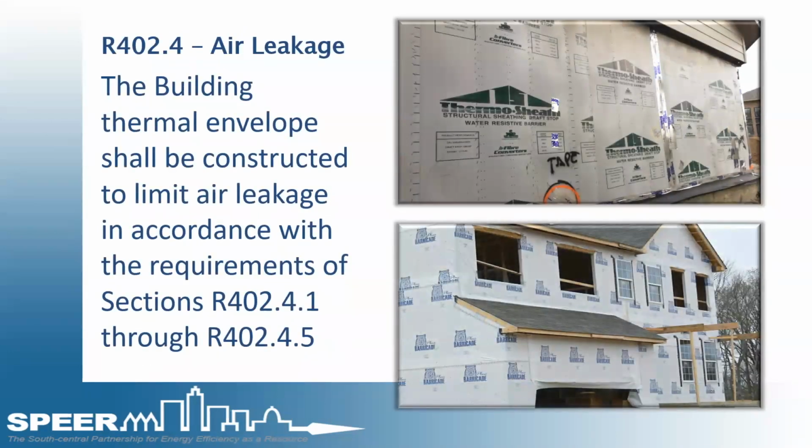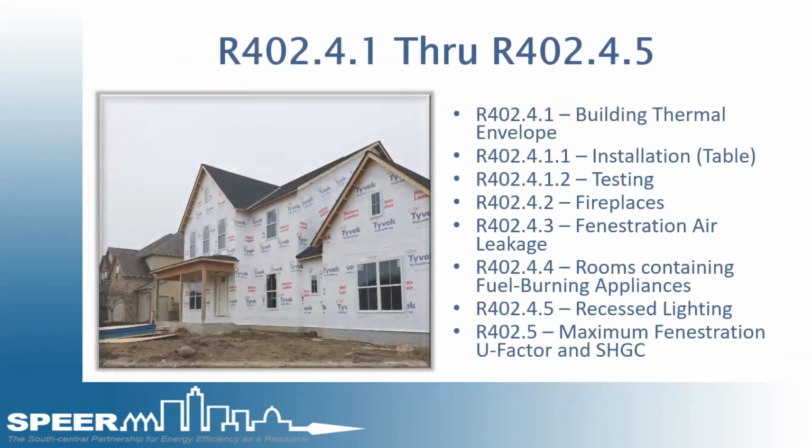So just a little bit on the code side of that. Air leakage in the code is defined: the building thermal envelope shall be constructed to limit air leakage in accordance with the requirements of sections R402.4.1 through R402.4.5. We're not going to go through these in detail, but this is the kind of sections that it goes through. So it's the building thermal envelope as a whole, and the installation table by component on how you air seal that component, how you insulate that component.